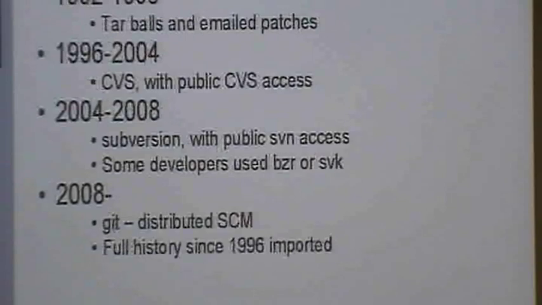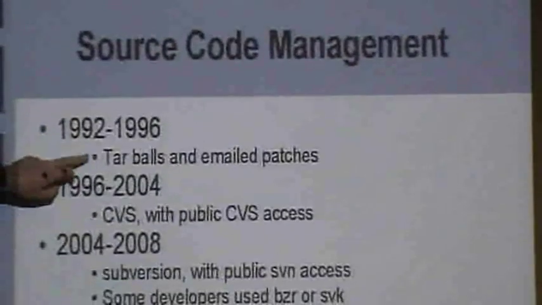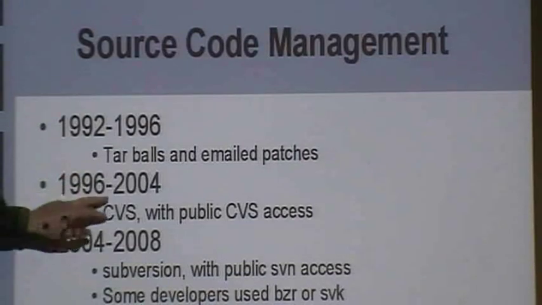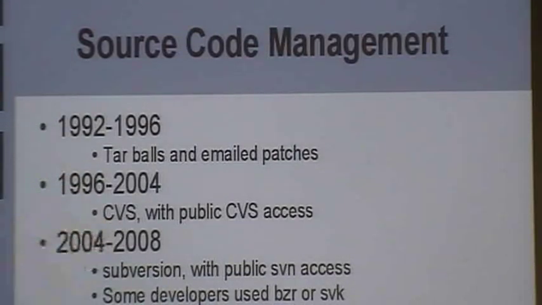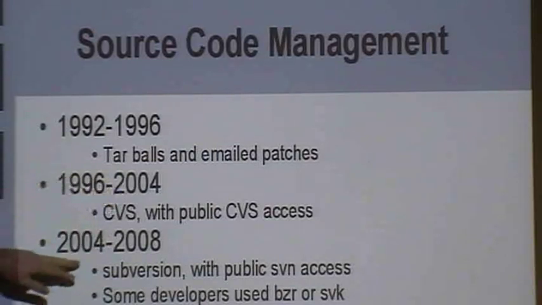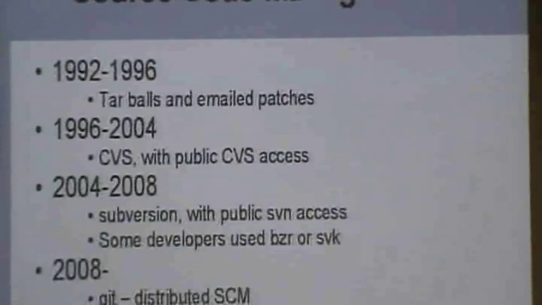Source code management, we started off, as I mentioned, with tarballs and emailed patches from 1992 to 96. In 96, we switched over to CVS with public CVS access, and we kept that until 2004. In 2004, we switched to Subversion when that came out as a better CVS, with public SVN access. Some of the developers used BZR and SVK, and some of the Samba team members even wrote extensions to BZR and other tools to allow them to interface to Subversion.